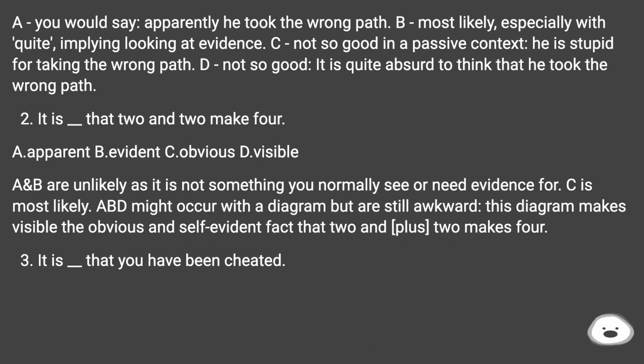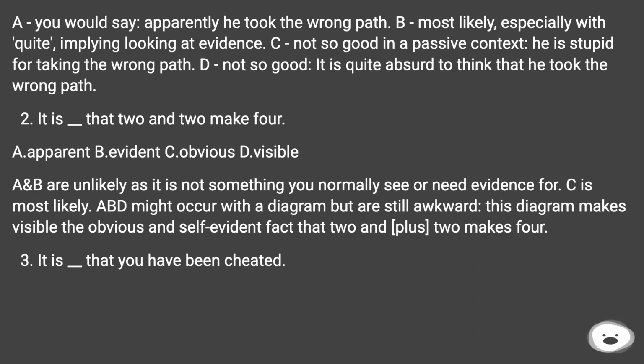It is underscore that 2 and 2 make 4. A. Apparent, B. Evident, C. Obvious, D. Visible. A and B are unlikely as it is not something you normally see or need evidence for. C is most likely. Visible might occur with a diagram but is still awkward: "This diagram makes visible the obvious and self-evident fact that 2 plus 2 makes 4."